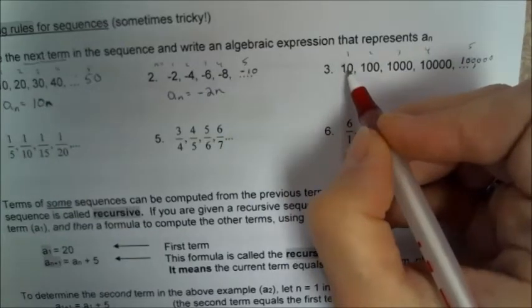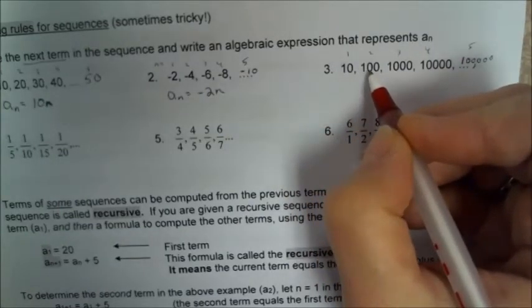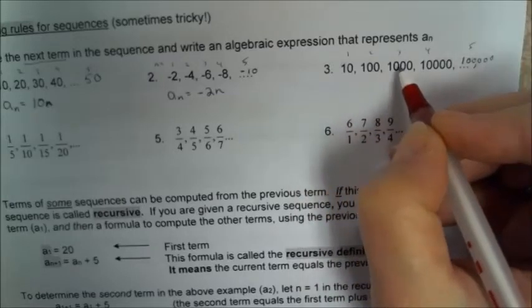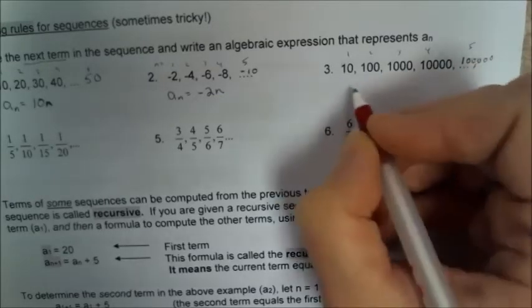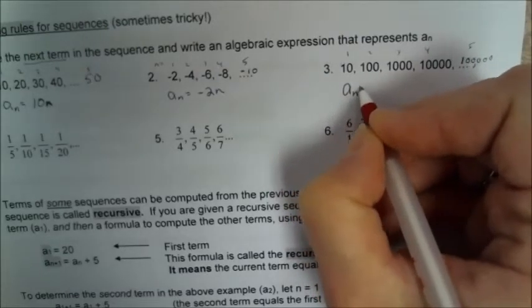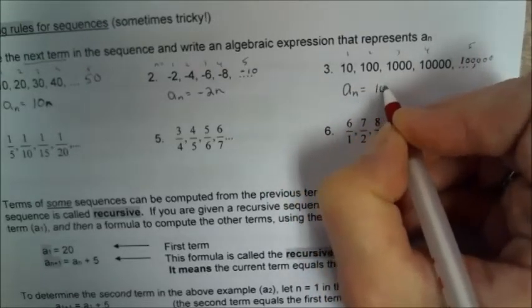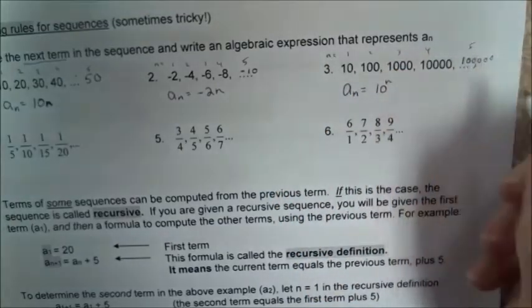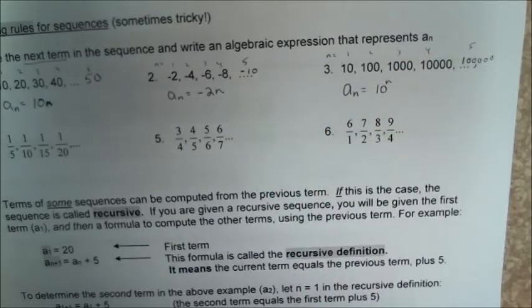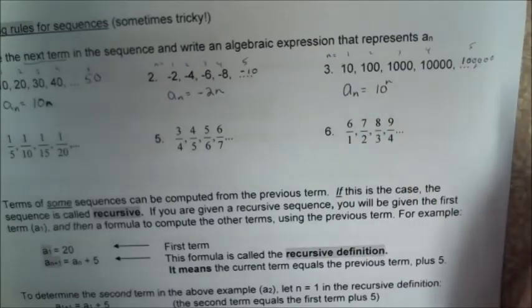10 to the first, 10 to the second, 10 to the third. This is scientific notation. 10 to the fourth, 10 to the fifth. All of these are 10 raised to the nth power, because all of these numbers that I wrote are powers of 10, so 10 to the nth power would give you each one of those numbers.